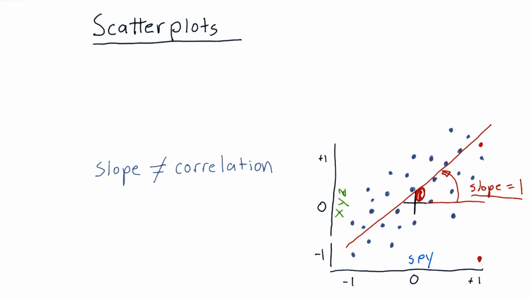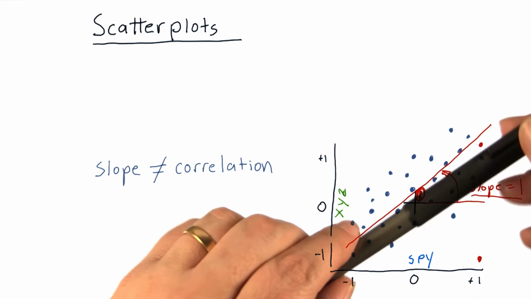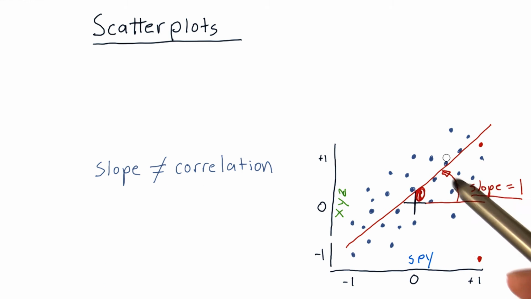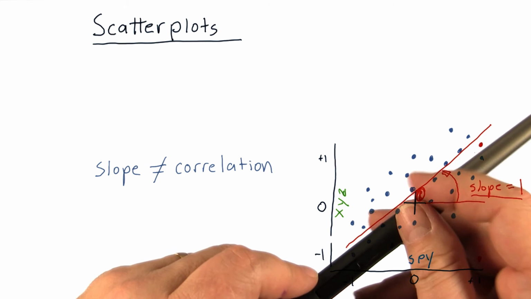Now, a mistake that a lot of people make is to confound slope and correlation. In other words, if they find that the slope of the line that fits the data is 1, that the data are correlated. And that's not true. The slope is just the slope. Correlation is a measure of how tightly do these individual points fit that line.